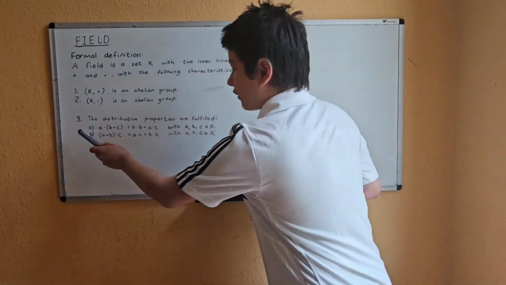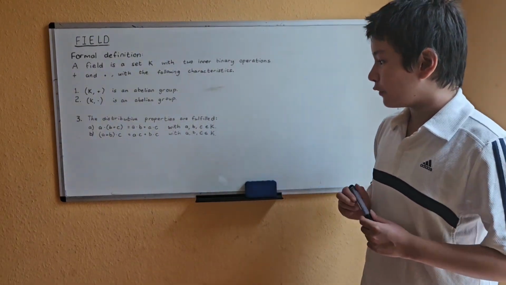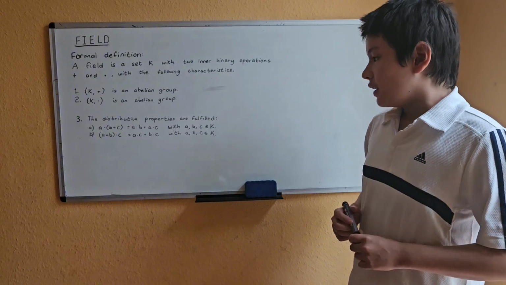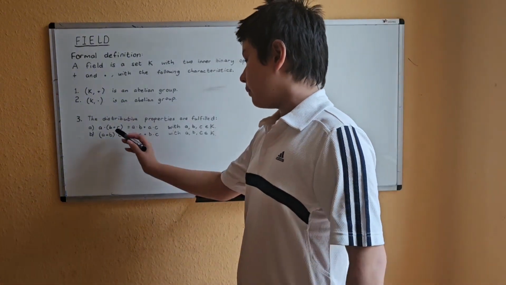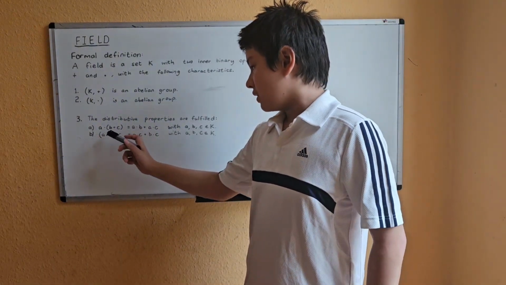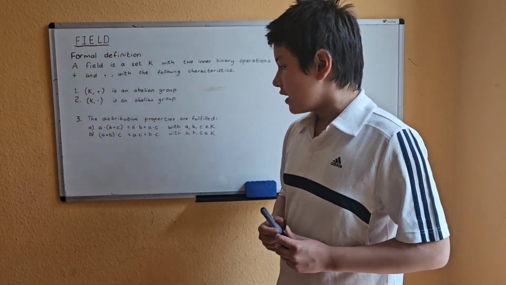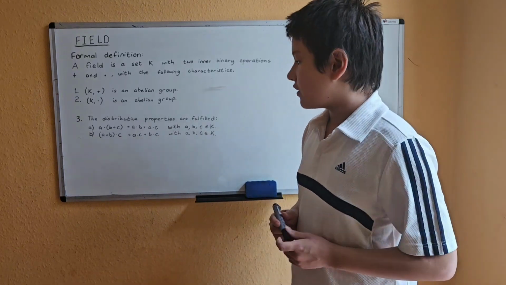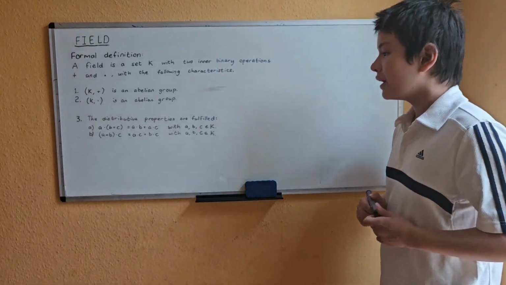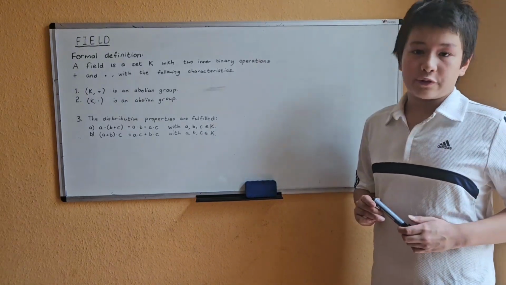And the third part is that the distributive properties are fulfilled. So if you take A, B, and C out of the set K, then you have these properties, which I'm sure you know. A times (B plus C) in parentheses is A times B plus A times C, and (A plus B) in parentheses times C is A times C plus B times C. And that's basically all there is to the definition of the field.